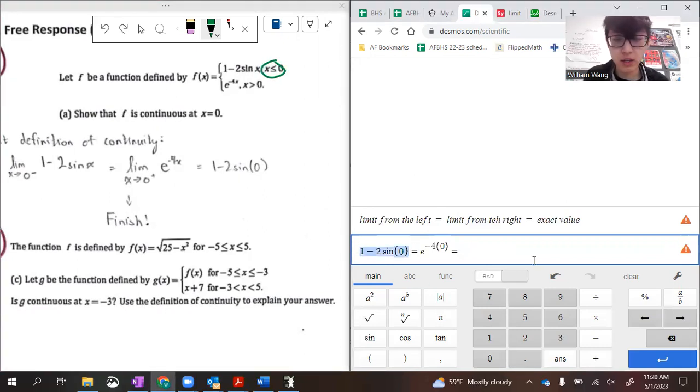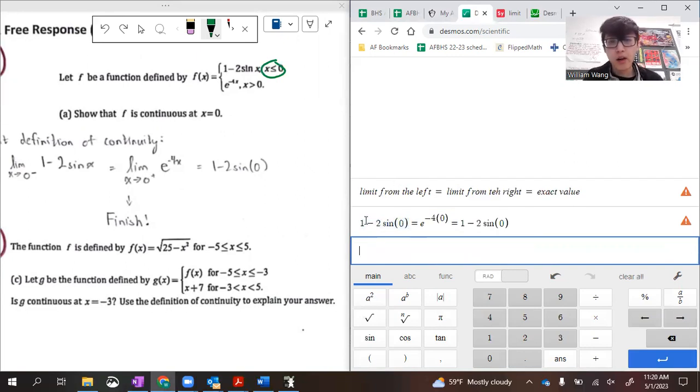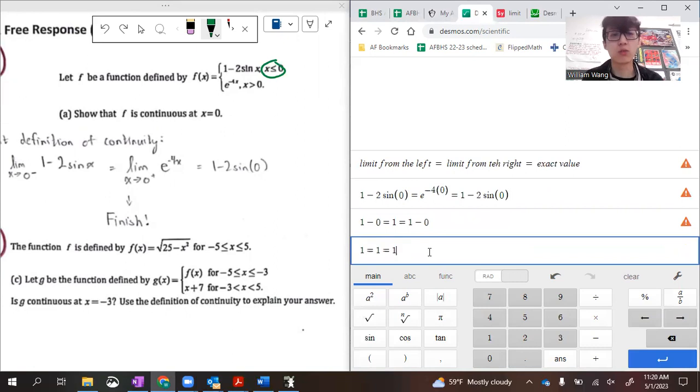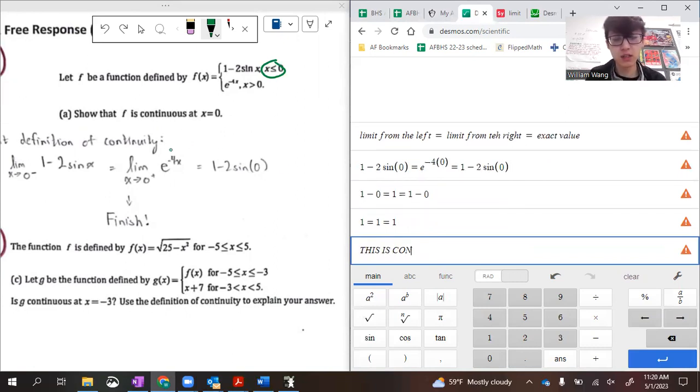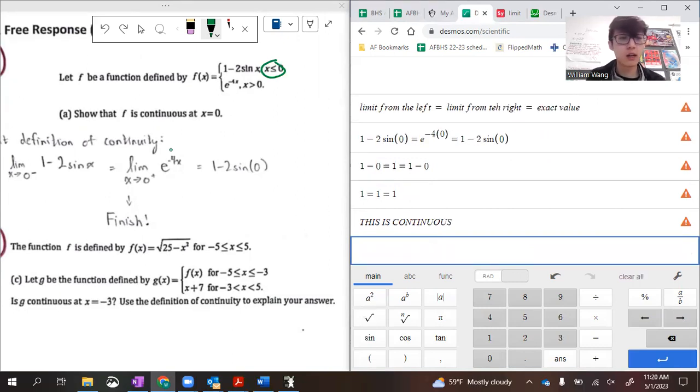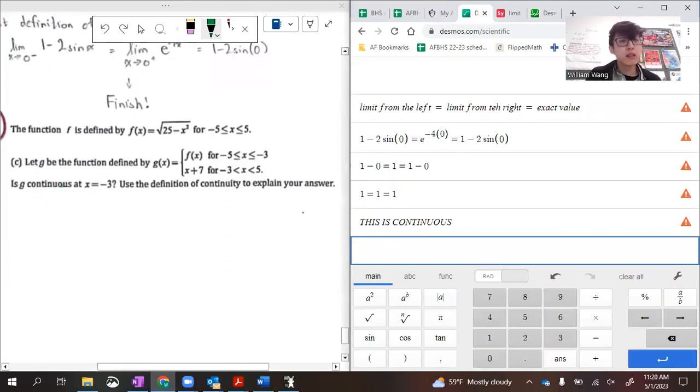It's this equation again. All right, 1 minus 2 sine of 0. Sine of 0 is 0, so it's 1 minus 0, which is equal to, this is e to the 0. E to the 0 is 1, anything to the 0 is 1. It's equal to 1 minus 0. So it's 1 equals 1 equals 1. This is continuous. All right, hopefully that makes sense.